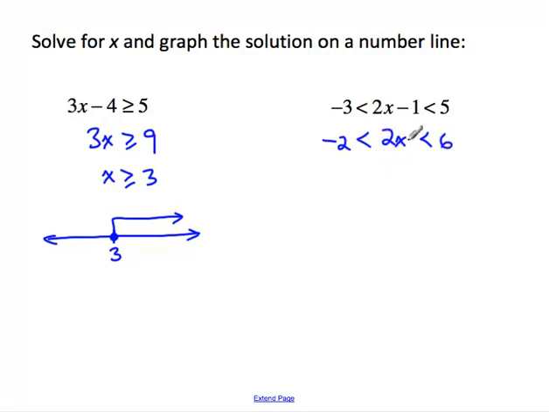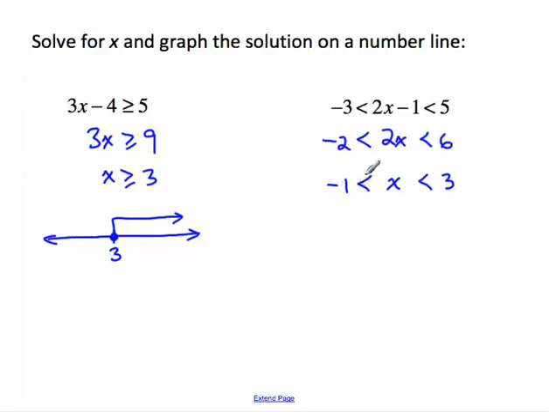Carrying on, I need to divide out this 2. So 2x divided by 2 is x. Dividing by a positive number, I don't have to reverse the inequality signs, but I have to divide the left side by 2. So -2 divided by 2 is -1. And the right side, 6 divided by 2 is 3.